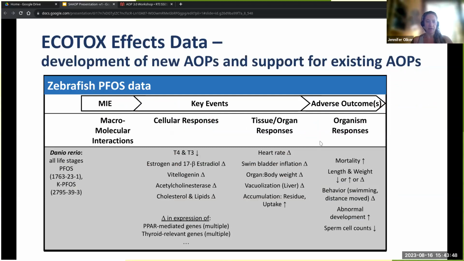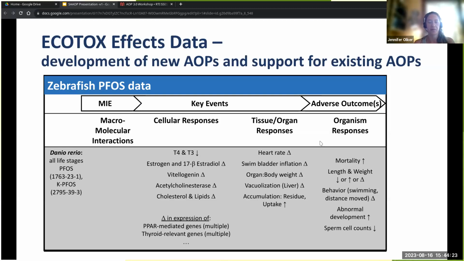And so between the combination of organizing the ecotox effects data in that AOP framework, levels of biological organization, and the work in progress, the ontological mapping, we hope that the ecotox effects data can help inform the development of new AOPs, such as this example here, where we pulled zebrafish studies where zebrafish of all life stages had been exposed to PFAS and organized the results from ecotox in that hierarchical manner to start looking at putative AOPs.